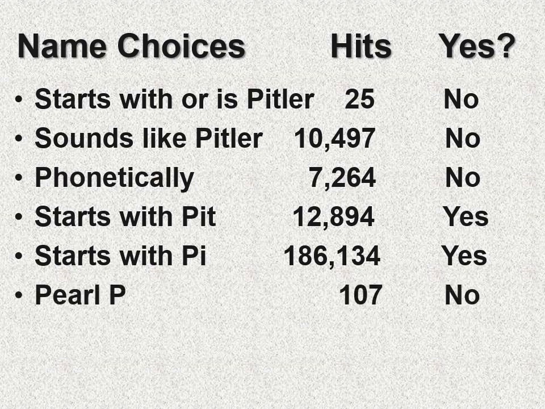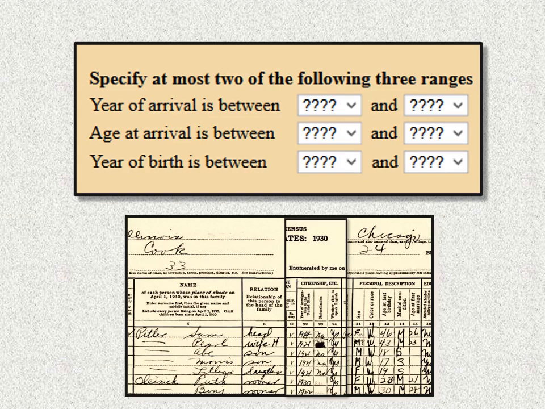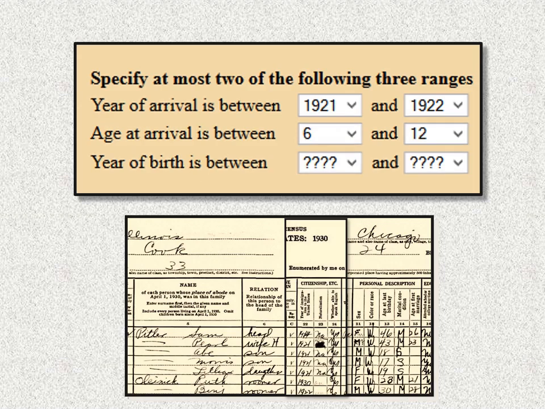Using Pearl, and then the last name starts with P, there are 107 people. No, I don't find them there. Getting back to what I did, the year of arrival, you pick 1921 and 1922. The age of arrival is between 6 and 12 years of age. And I don't have to use the year of birth because the age of arrival compensates for that.